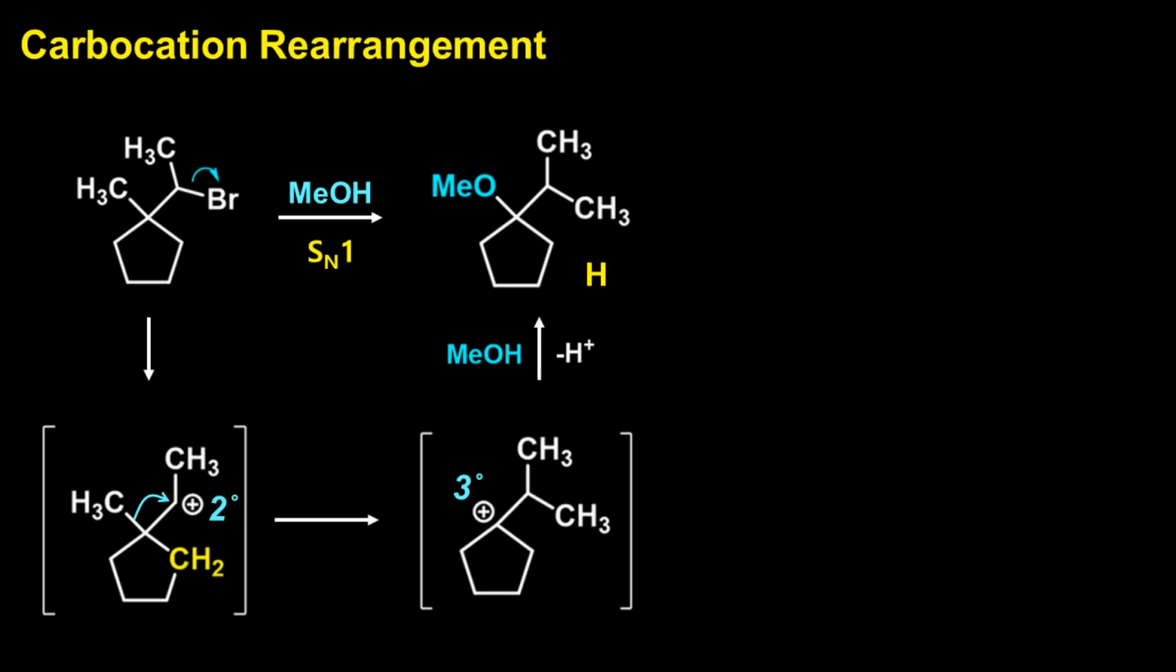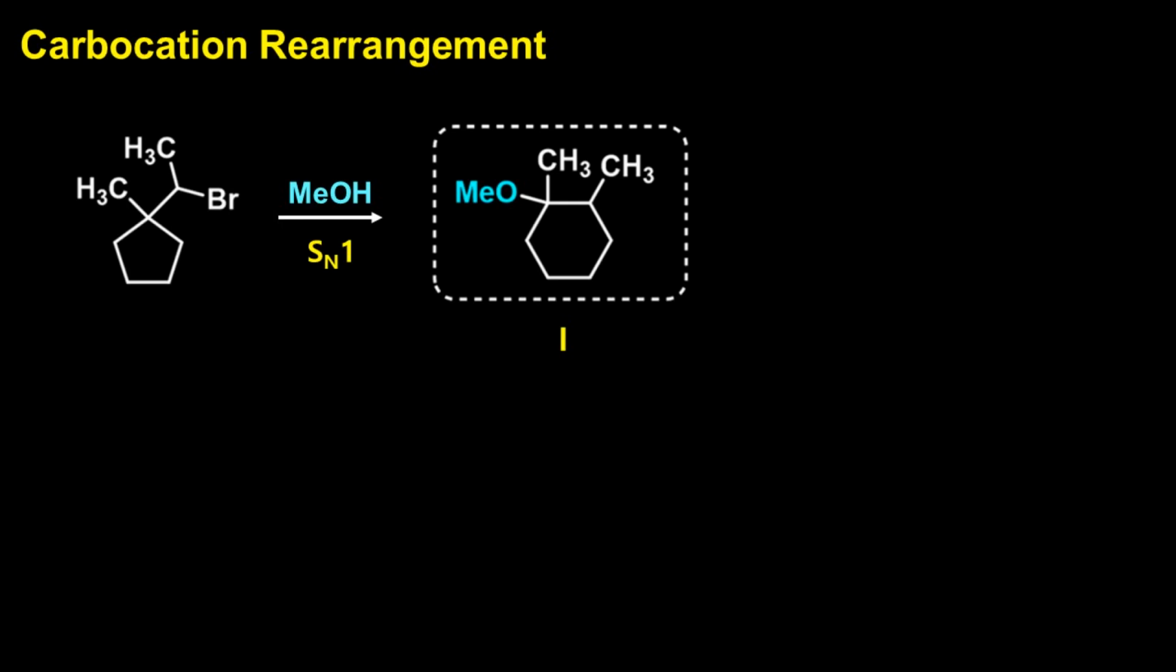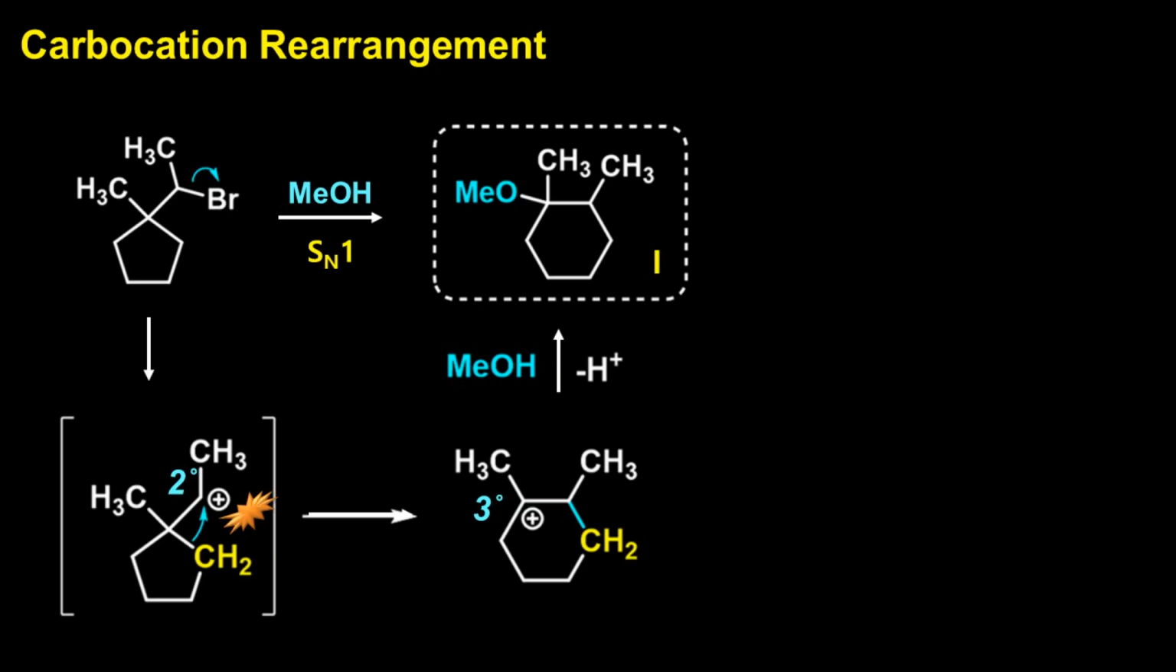But is that what we actually see? Surprisingly, compound H isn't the major product. Instead, the major product turns out to be compound I, which features a 6-membered ring instead of a 5-membered one. So, what's really happening here? Let's slow down and break it down step by step. First, bromine leaves, creating a secondary carbocation ion, just like we expected. But before methanol even steps in, something better occurs, a ring expansion via an alkyl shift.